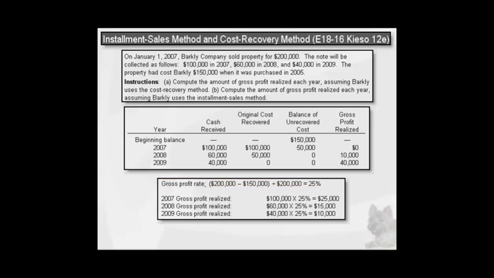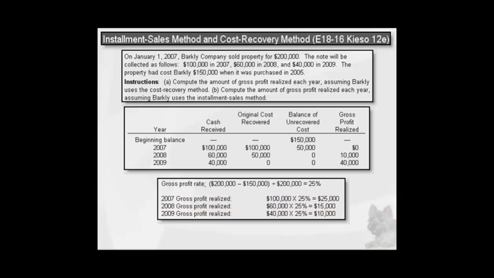So of the 100,000 we receive in 2007, we can record 25% of the total 50,000 we expected to earn in gross profit. So 100,000 times 25% says the gross profit we can realize is 25,000. Then in 2008, the cash received amount was 60,000. We take 25% of that, and we are then recording 15,000 of our 50,000 of gross profit in 2008.